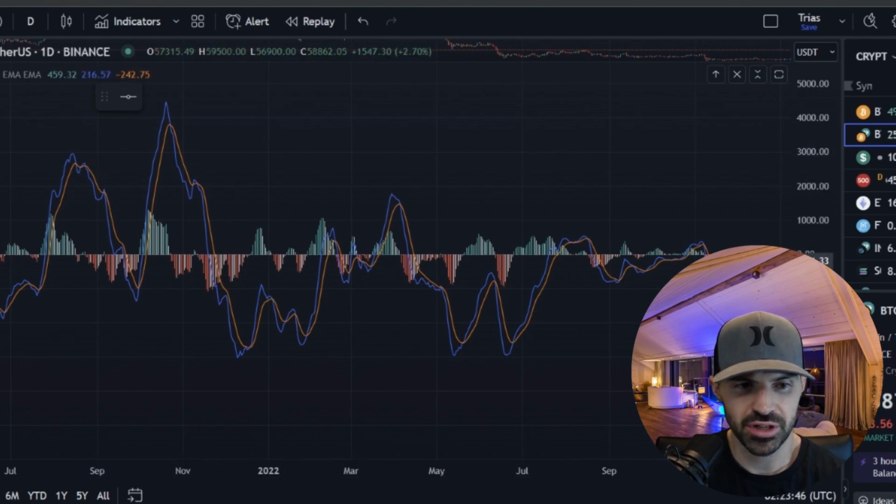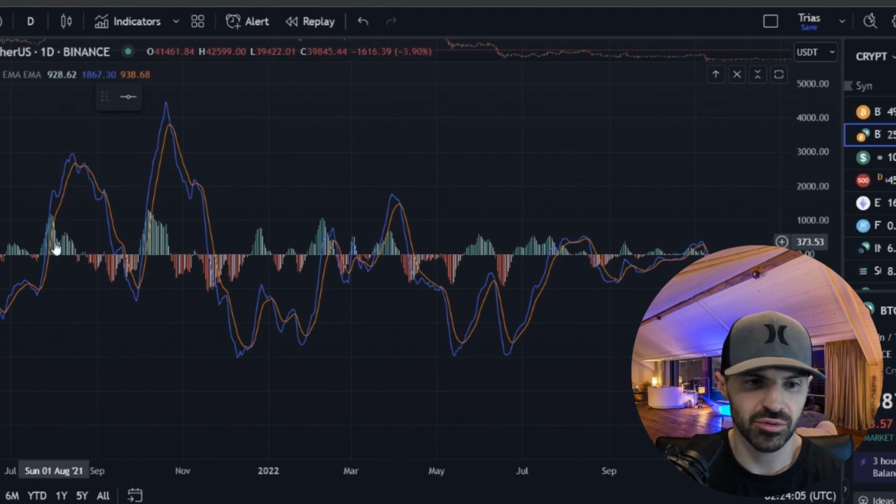And then you have your histogram. So that is your green candles. And you'll have green candles on the histogram when the blue line is above the signal line. And then, of course, when the blue line is below the signal line, then you have the red candles, indicating that price is in a downtrend. And again, the green candles are indicating that the price is in an uptrend.